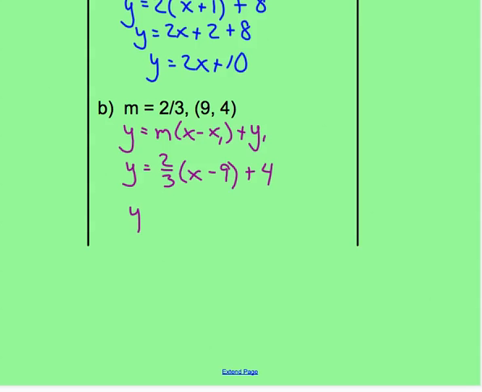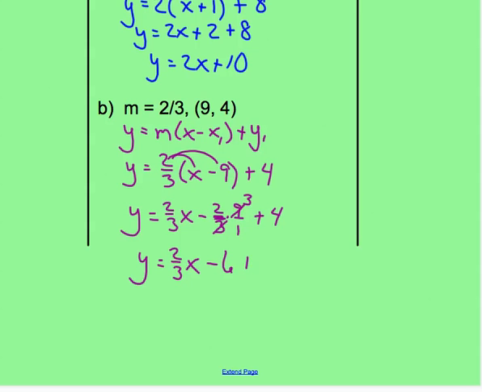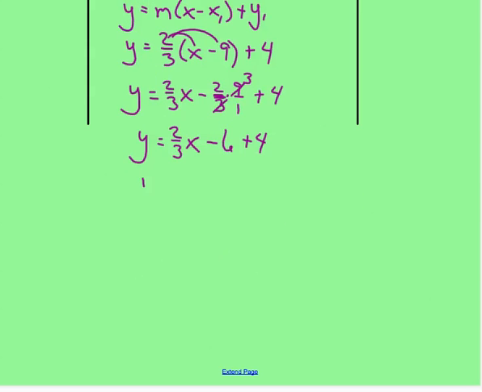Distributing our slope to get this solved for y. We've got 2/3 x, and I'm going to show my work here. Most of you like rewriting that 9 as a 9/1, makes it a little bit easier when you've got to multiply by a fraction. So remember, when you do multiply by fractions, what I'm going to do here is this bar means divide. So I'm going to divide my 9 by 3 to simplify before I multiply. 2 times 3 gives me a 6, and then -6 plus 4 is -2.